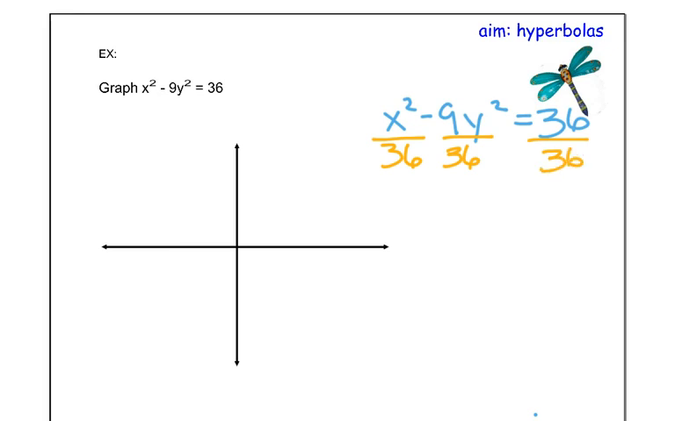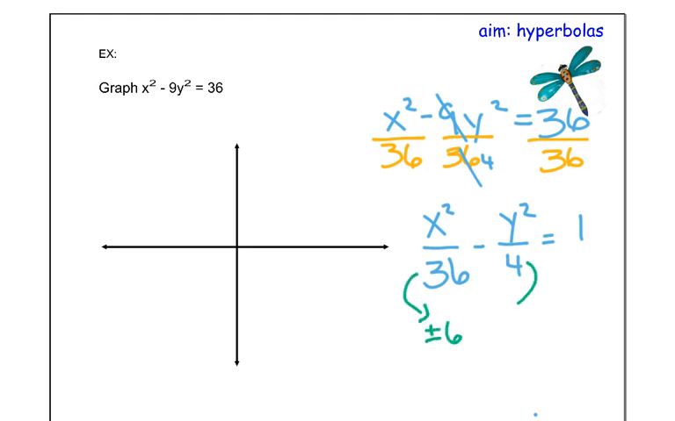The x squared over 36 is going to stay as is. The 9 goes into 36 4 times, so that's going to get reduced. And then 36 over 36 is 1. So when I look at 36, I'm thinking plus or minus 6. When I look at the 4, I'm thinking plus or minus 2. But keep in mind that your negative is on the y squared.